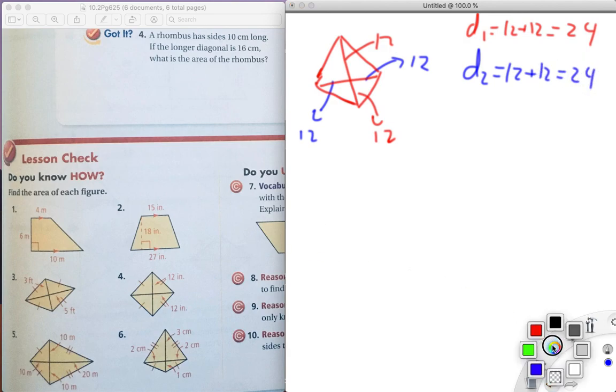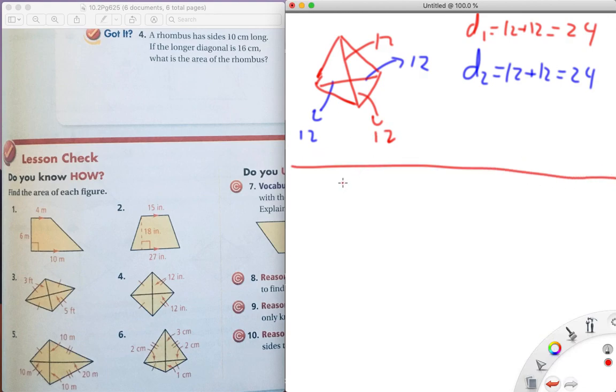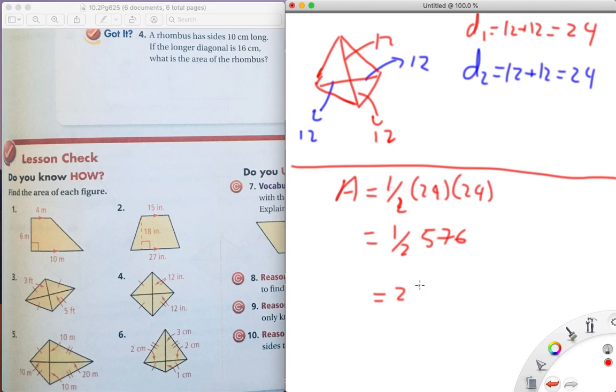So our area is going to be, oops, sorry, 1/2 of 24 times 24, which equals 576 divided by 2, and I get that the area is 288, and it's going to be 288 inches squared.